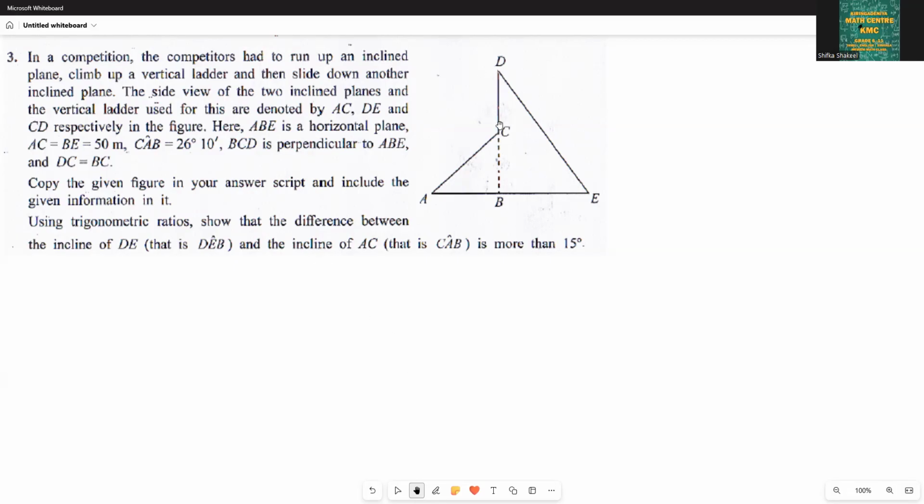CD is the vertical ladder in the figure. Here ABE is a horizontal plane. AC equals BE equals 50 meters. CAB equals 26 degrees 10 minutes. BCD is perpendicular to ABE and DC and BC are equal. Copy the given figure in your answer script and include the given information in it. So we have to copy the diagram.